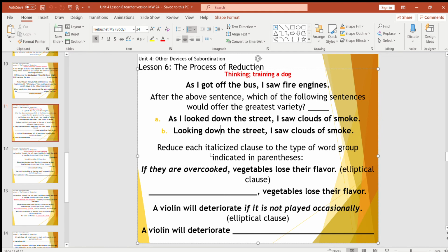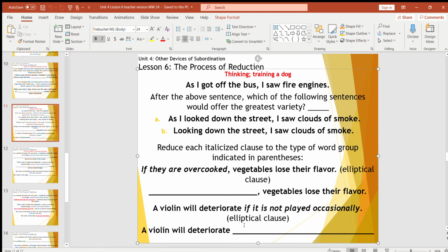So we're going to reduce every italicized clause, and we're going to turn it into the type of phrase or clause indicated in the parentheses. So: if they are overcooked, vegetables lose their flavor. We want to turn if they are overcooked into an elliptical clause, which, remember, elliptical, you're going to take out some of the words. So what two words can we take out of here that leaves behind a good sentence? Take out the they and are. If overcooked, vegetables lose their flavor.